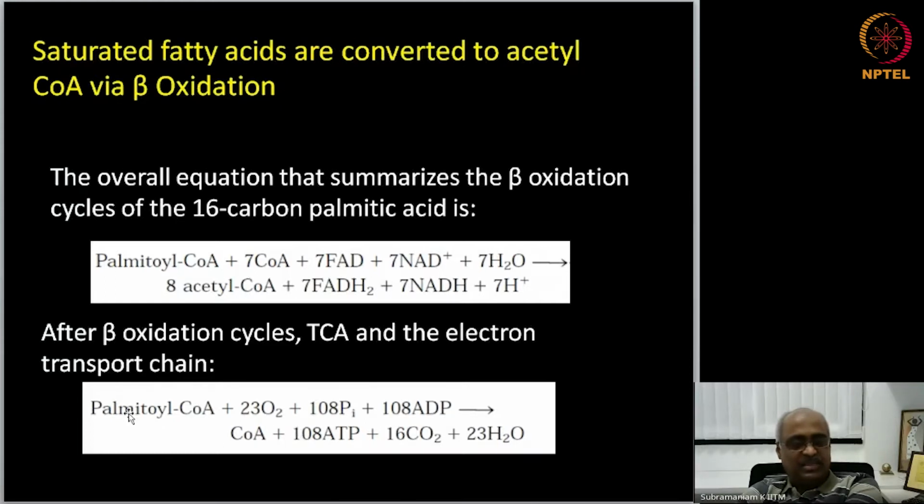So the 16 carbons end up producing 108 ATP molecules and 16 carbon dioxides, because you have 16 carbons, and 23 molecules of water. This is very, very important. Fatty acid oxidation actually generates water. So our body does produce water from molecules, not simply through hydration. From normal fatty acids, you can actually generate water molecules. This becomes critical when we go to the next slide.